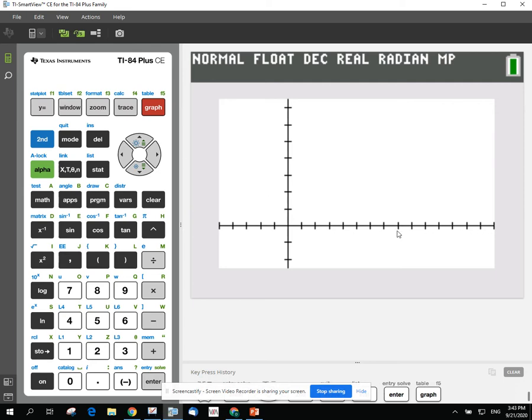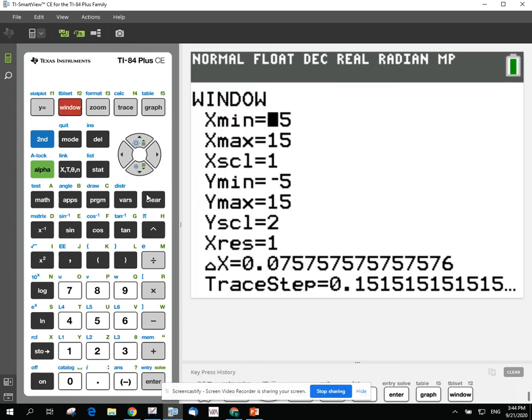Okay, this window is good. I think I went from like -5 to 15 in both directions. That's here, the window. Let's go by ones here.